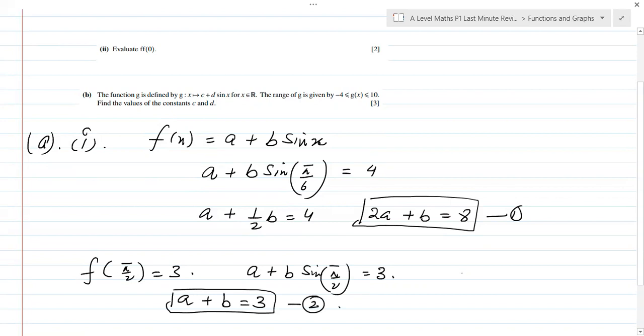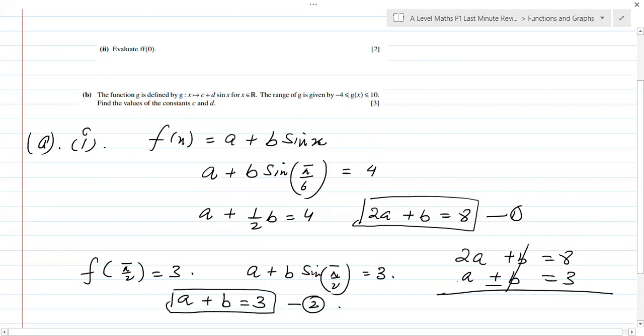Now, equation number 1 and equation number 2, if you solve them simultaneously, you should be getting the values. This is 2a plus b is equal to 8, and this is a plus b is equal to 3. You can do it by elimination or substitution, your choice. Subtracting, that's just going to be a is equal to 8 minus 3, so we get a as 5.